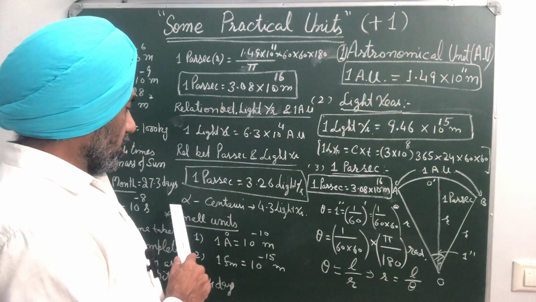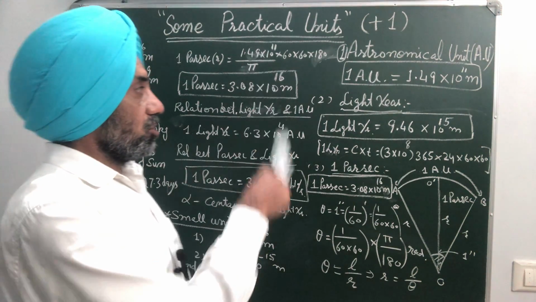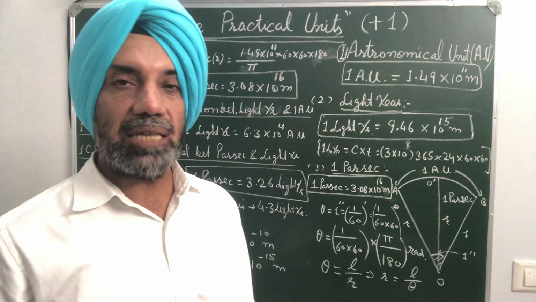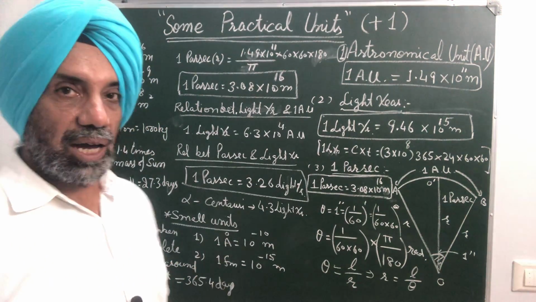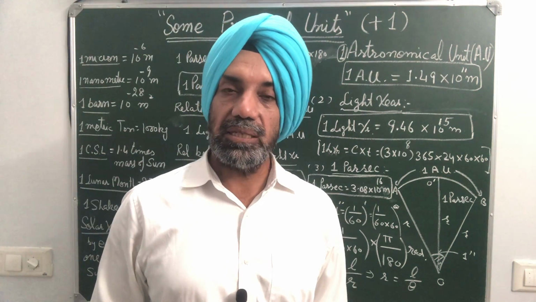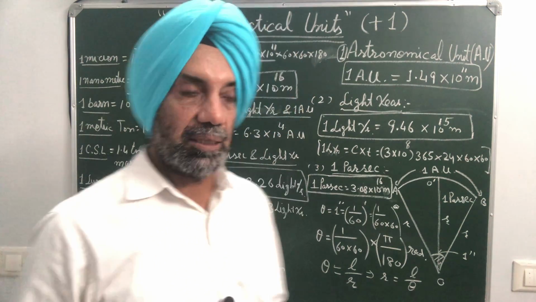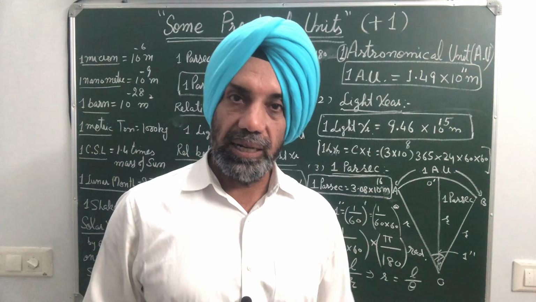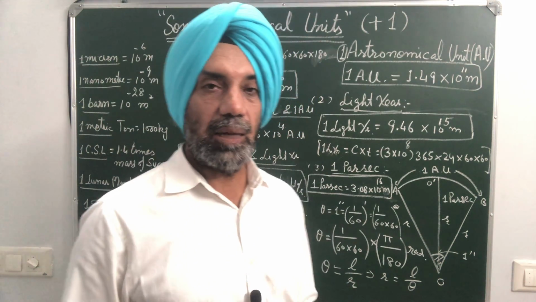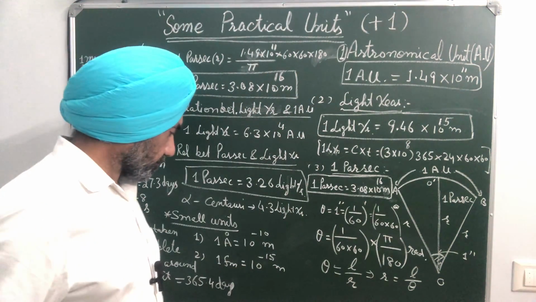These units are used to measure very large distances. For example, the distance of the nearest star, that is known as Alpha Centauri, from Earth is 4.3 light years. So we can measure planetary distances of stars in terms of light year.